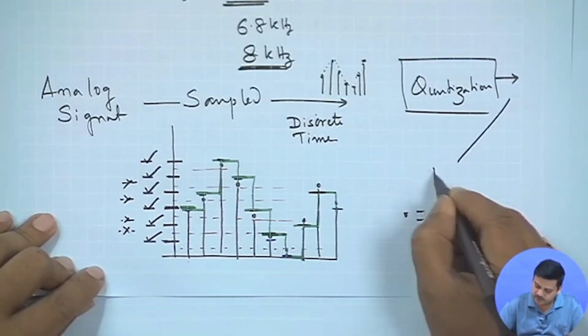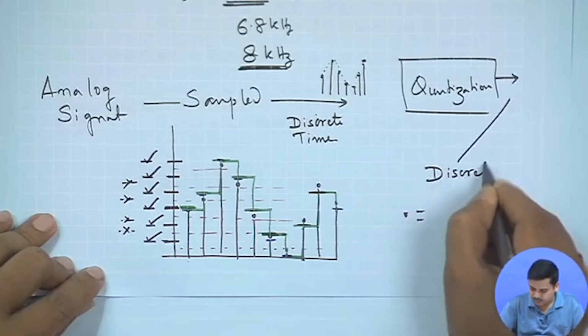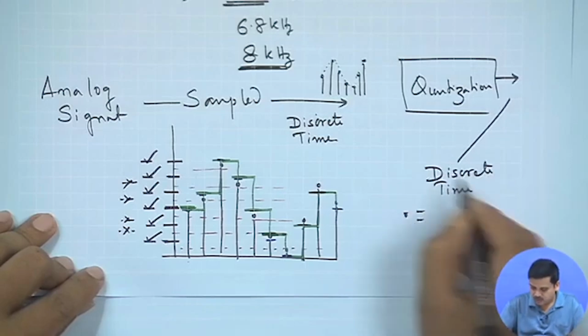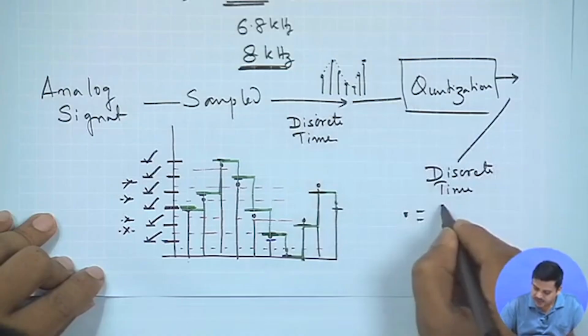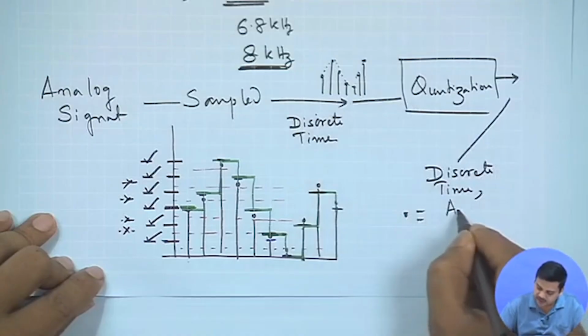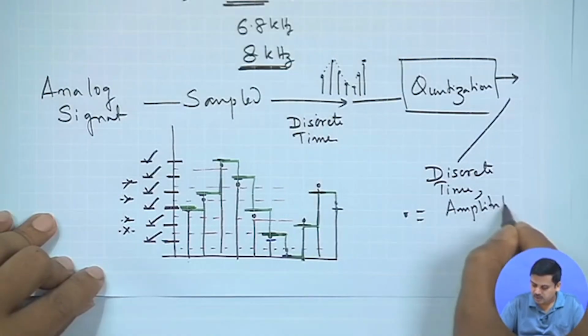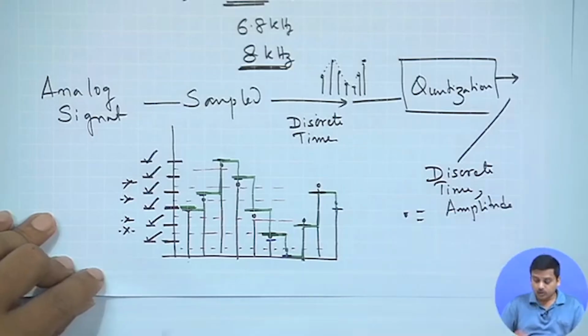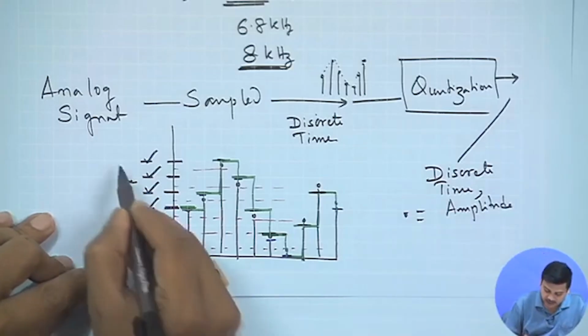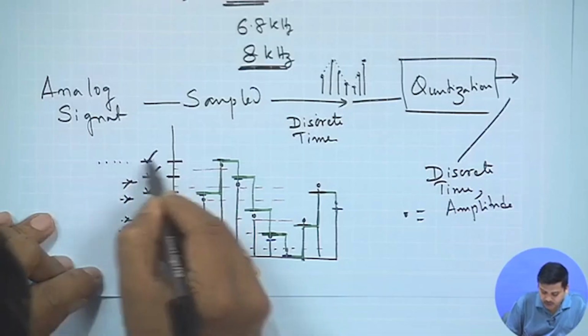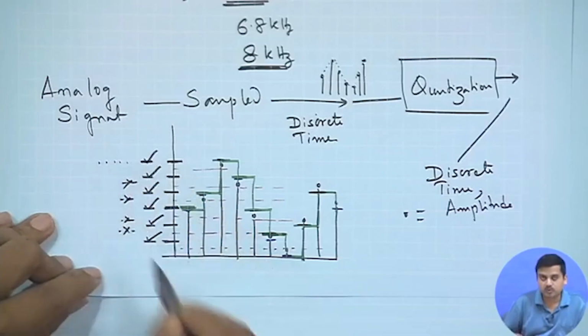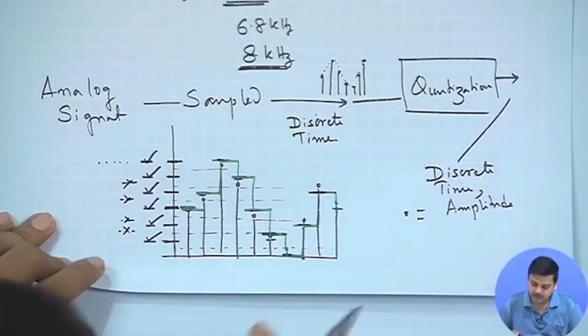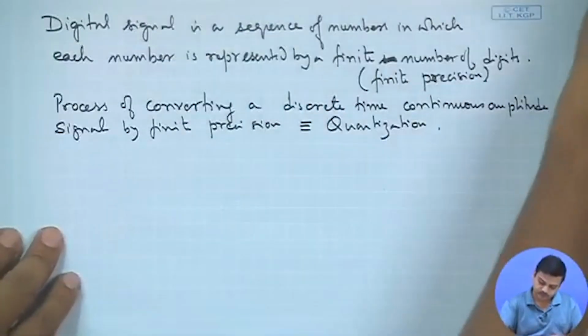So, here we have discrete time as well as discrete amplitude. Not only that, at the end of quantization, one should also convert these amplitude values to some particular bitmap, which we will also see. Okay.